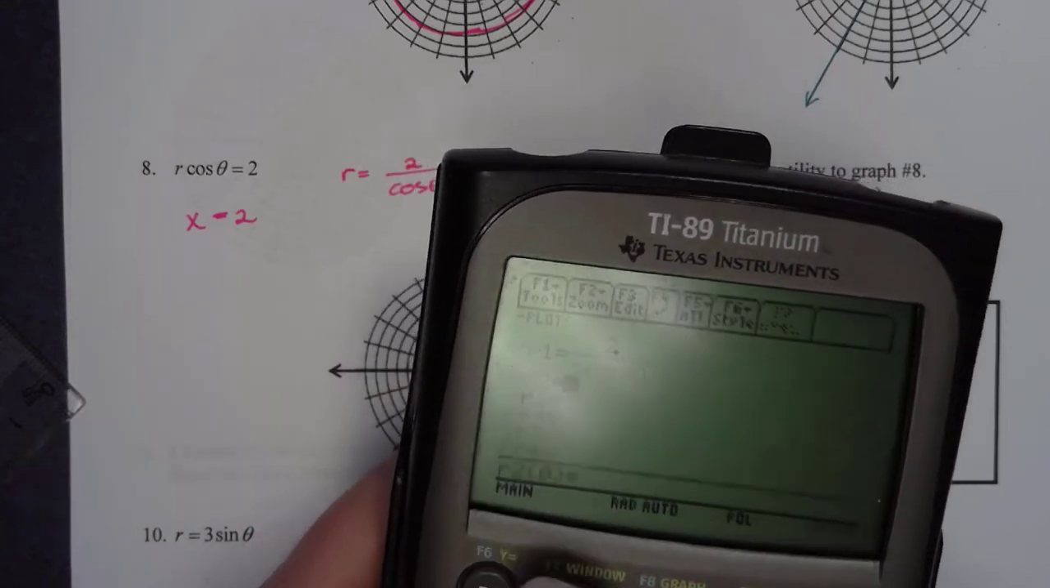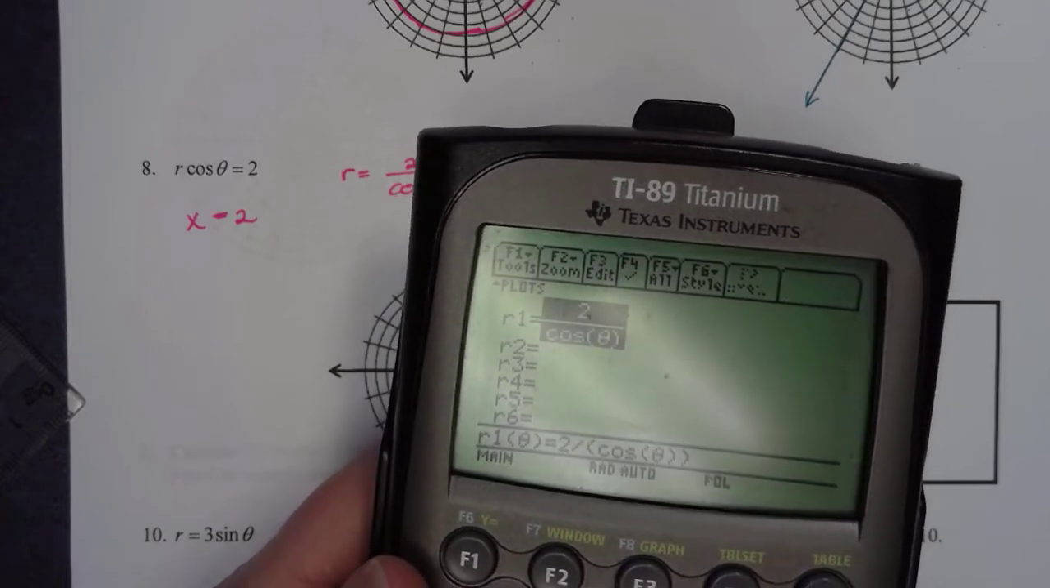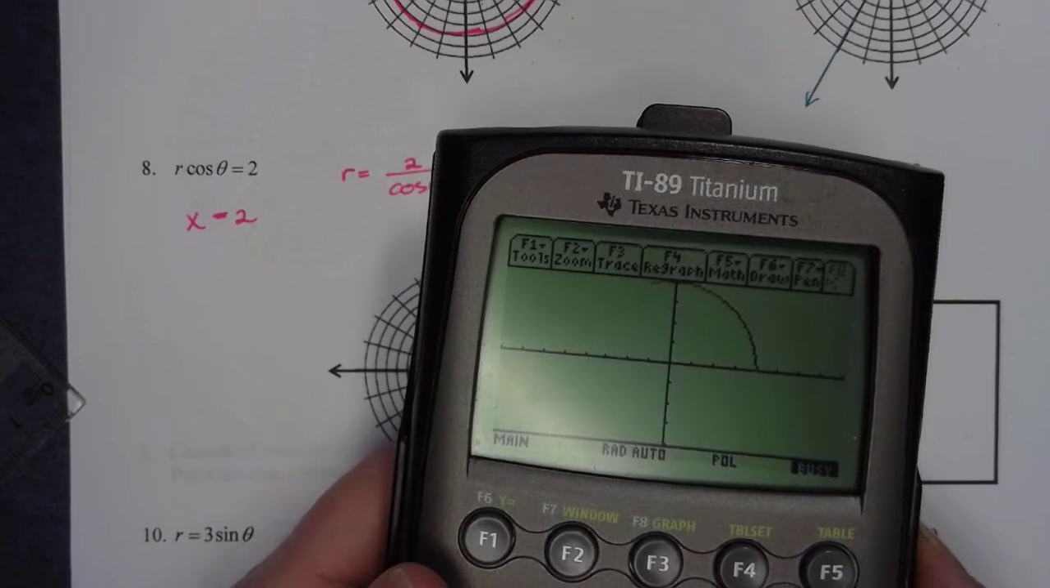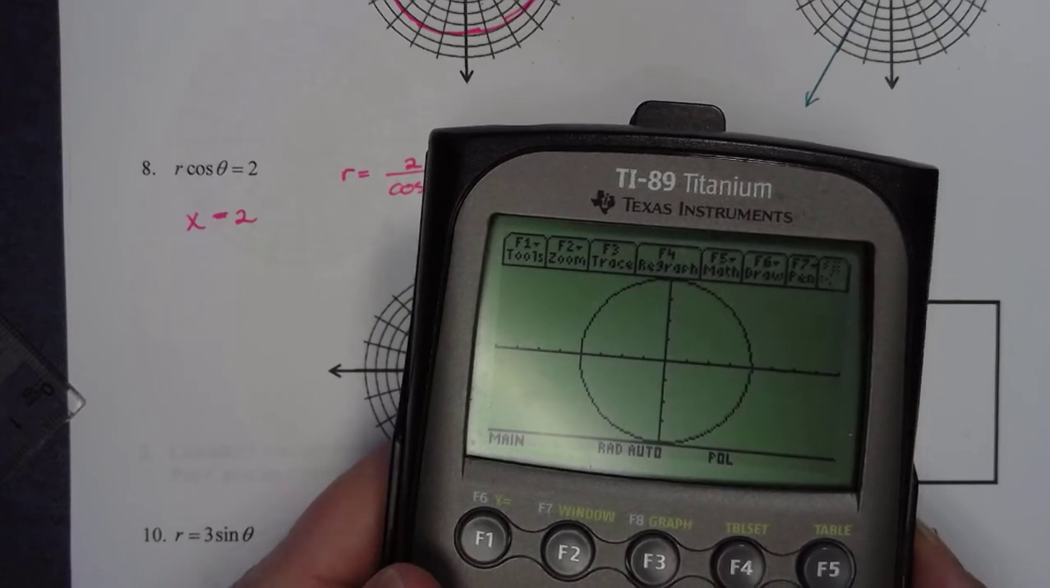What if I graph r equals 4? Here we go. There is r equals 4.